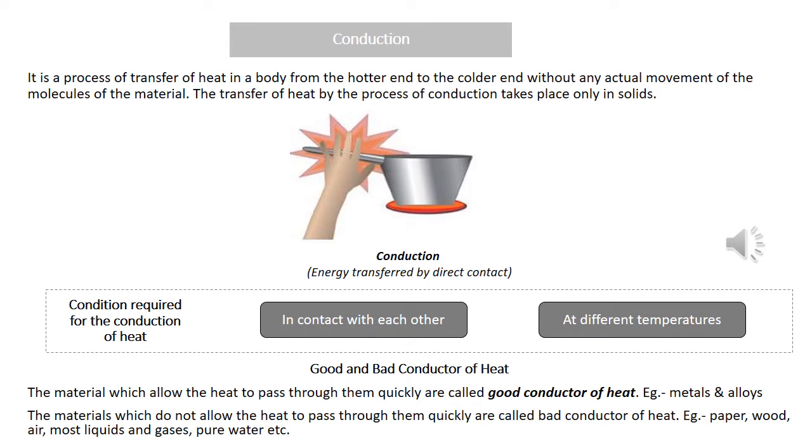So first of all, we will discuss conduction. What happens in conduction? See children, obviously it is a transfer of heat. All three methods are for the transfer of heat: conduction, convection, radiation. So what is conduction? Conduction is a process of transfer of heat in a body, body means any object, from its hotter end to the colder end, as you can see in the figure. See, the pan is kept on the gas flame. First its bottom gets heated and then slowly heat gets transferred towards its handle also, isn't it?